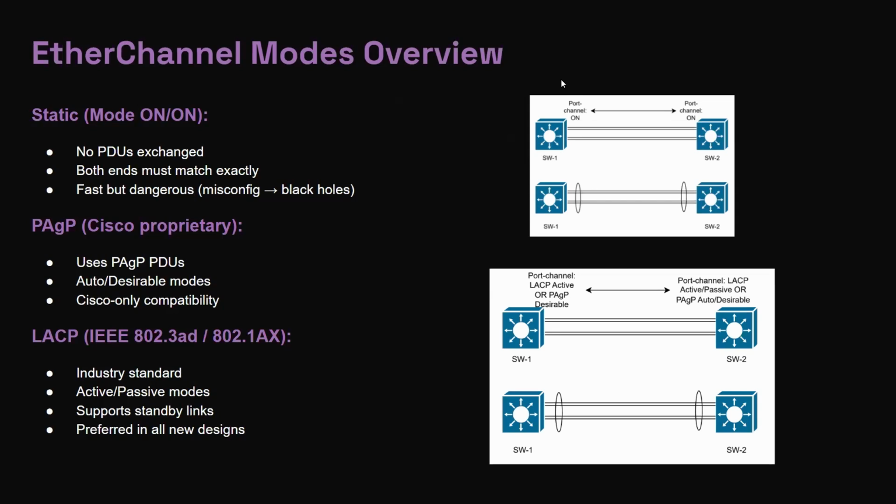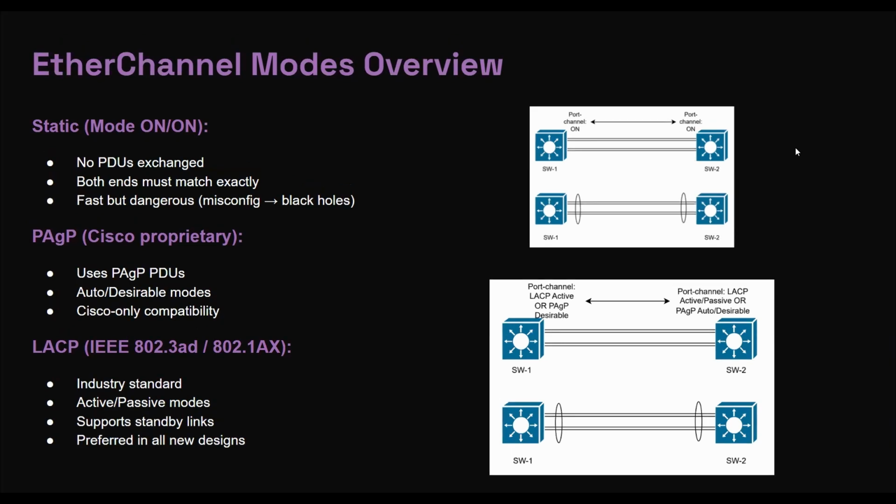Mohammed, do you want to give us an EtherChannel modes overview? Yeah, so let's talk about the different EtherChannel modes that we have. We can start with the static, which is also known as mode on. In this mode, you just statically configure the port channel on both ends, and they just create the port channel. Now with this, it's fast, but it's also dangerous because a misconfig could lead to black holes. You also have to make sure both ends have matching config on the interfaces as well as the port channel config.